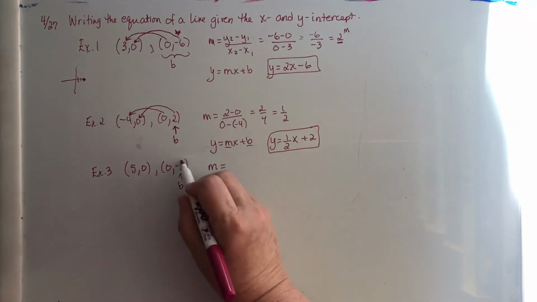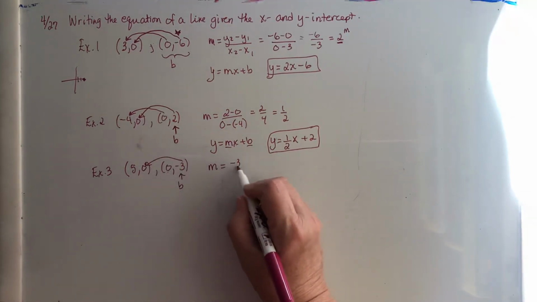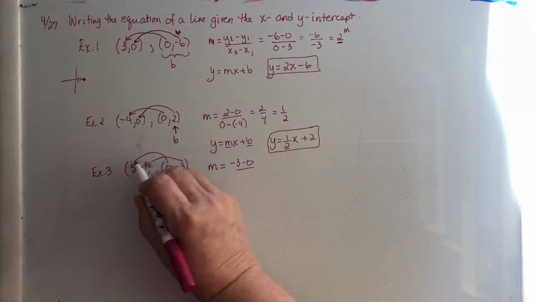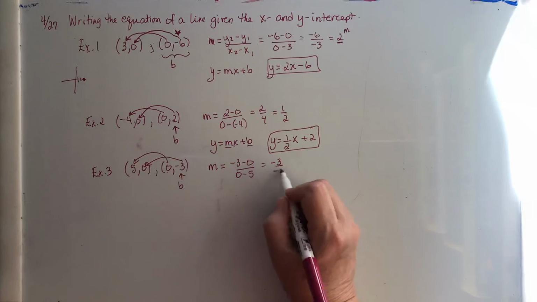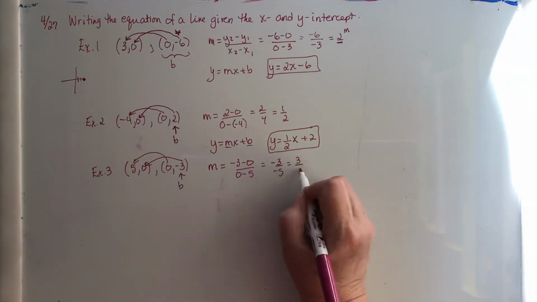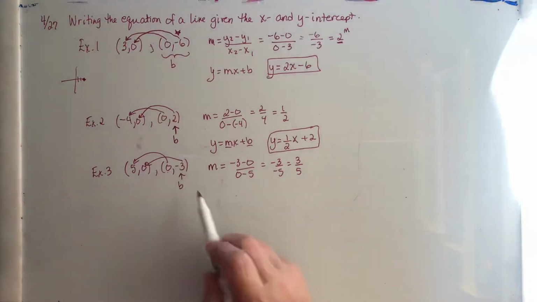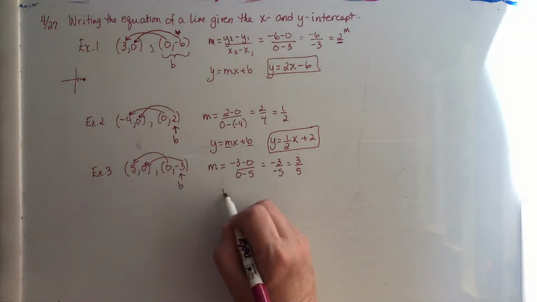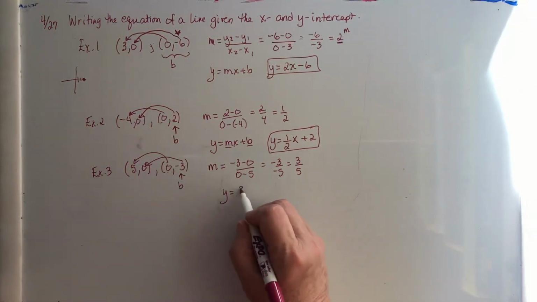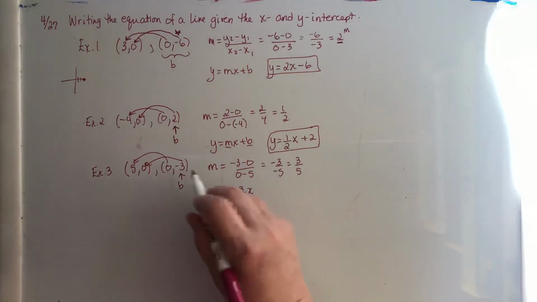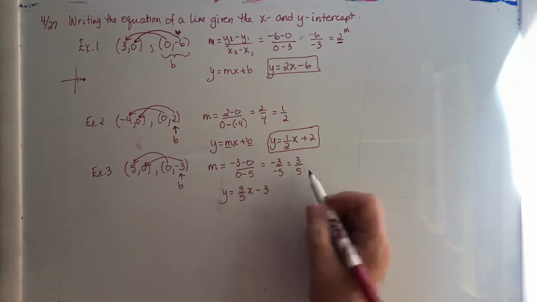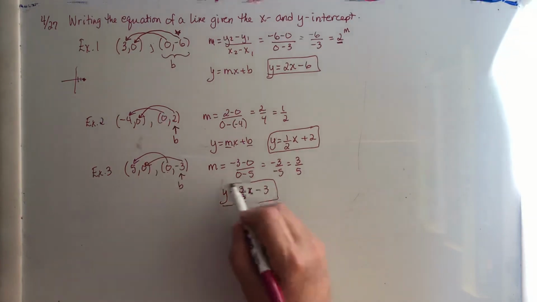So we're going to have -3 minus 0 over 0 minus 5. So that gives me -3 over -5. And again, always simplify. So that's 3/5. Here our b is -3. So we get y equals our slope, which we found to be 3/5 times x, and then plus b. So it's plus a -3, but I'm going to write that as -3.